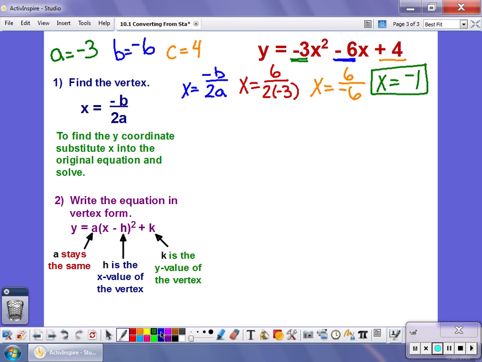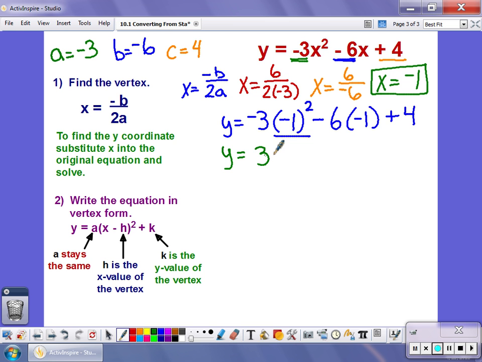So let's find y now. Go back to your equation and plug in your value for x. So x is negative 1. So I'm going to get negative 3 times negative 1 squared minus 6 times negative 1 plus 4. And now let's simplify. Negative 1 squared right here is going to be negative 1 times negative 1, which is just 1. So I've got negative 3 times 1 minus 6 times negative 1 plus 4.